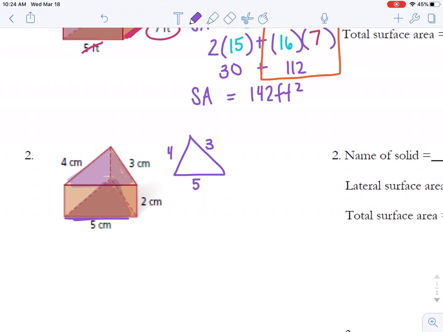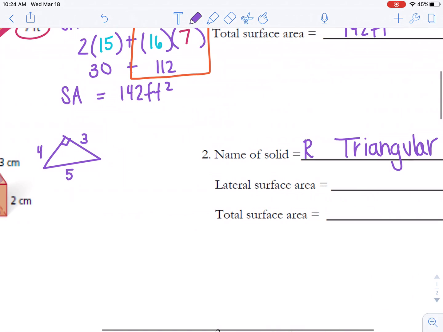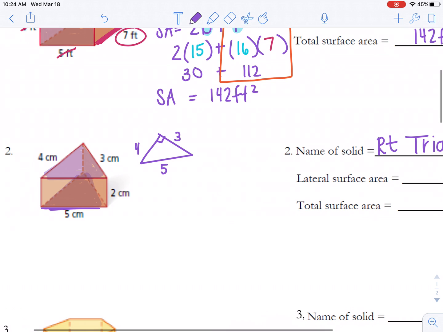The more I'm looking at this, guys, what do you remember about the numbers 3, 4, and 5? Isn't that a Pythagorean triple? So this triangle, yeah, it's a triangle, but it's actually a right triangle. I'm going to draw this a little bit more accurately with a right angle in here, and because the 5 is the hypotenuse, I just wanted to make sure I have that in there. So this is actually a right triangular prism.